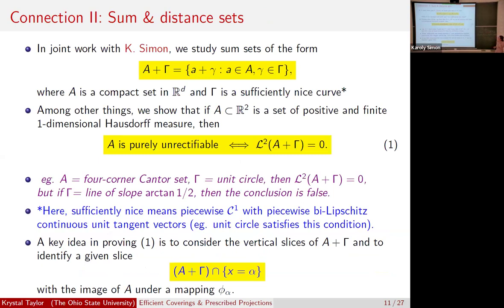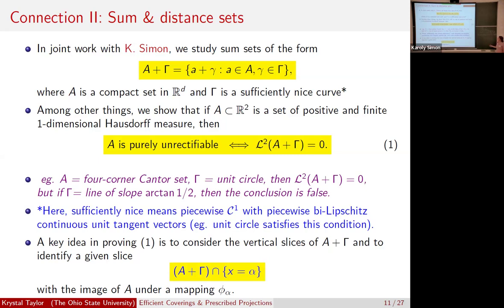Okay, so we move to our next connection, which is sum and distance sets. This is very nice work with Kataru Schumann. We study sum sets of the form A plus gamma, the Minkowski sum, where A is a compact subset of R^d, and gamma is a sufficiently nice curve.